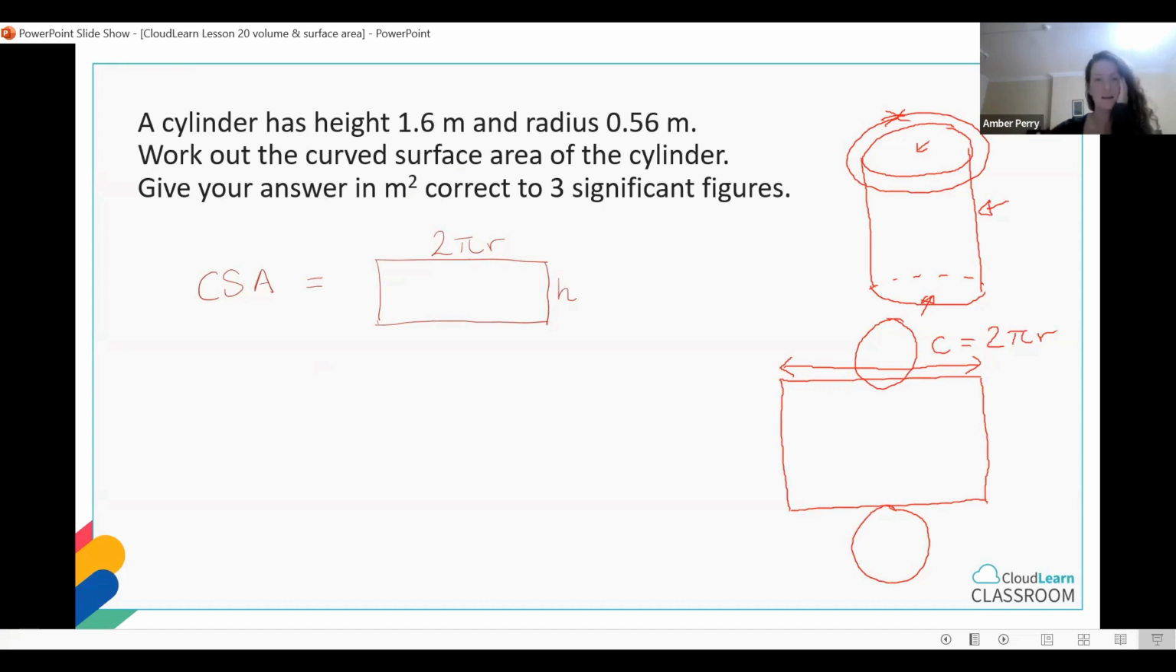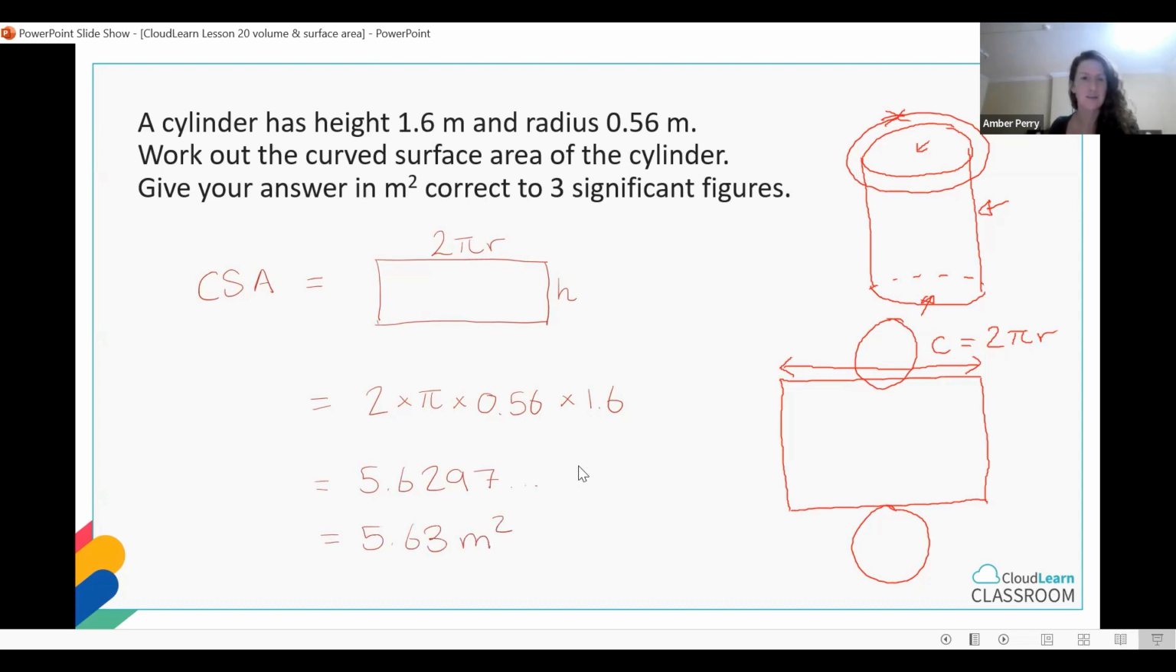And then how would we find it? Well, we just multiply it together. So 2 times pi times the radius, so that's 2 times pi times 0.56 multiplied by 1.6. So that's 5.6297. And it says here to give the answer in meters squared, correct to 3 significant figures. So rounding that to 3 significant figures is 5.63. So that's a really important thing.